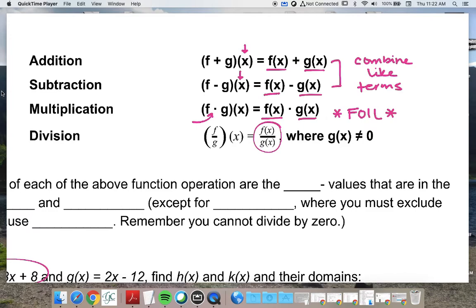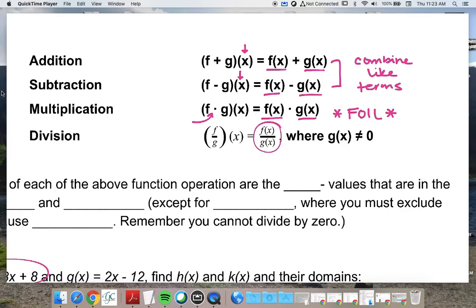Now with division, when we're talking about functions, we do have to be careful with our denominator. In this case, g of x is in the denominator. And because we're dividing, that means we're talking about fractions. And if you think back to when you learned about fractions sometime in elementary school, we cannot have 0 in the denominator of a fraction. We cannot divide by 0. 0 in the denominator doesn't exist. Gives us a black hole.